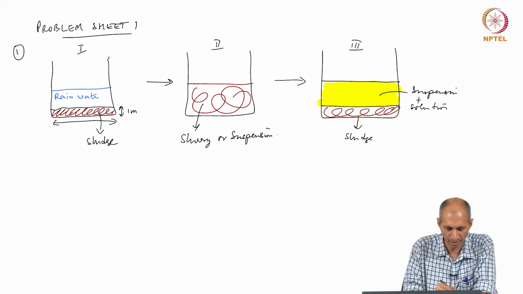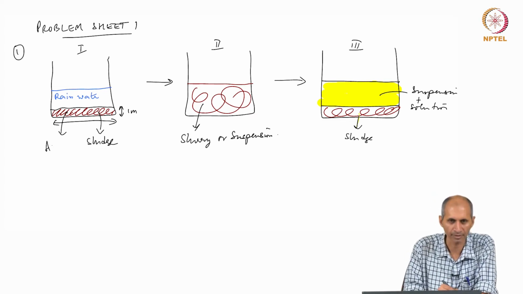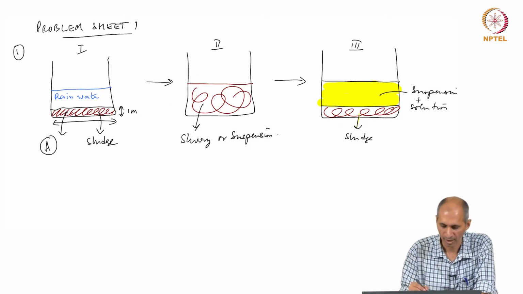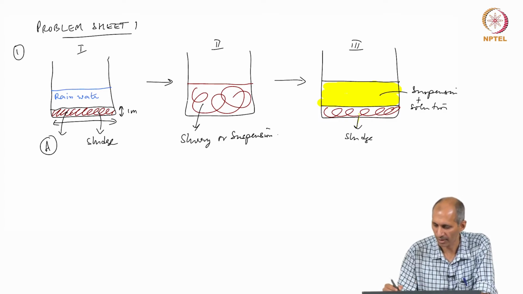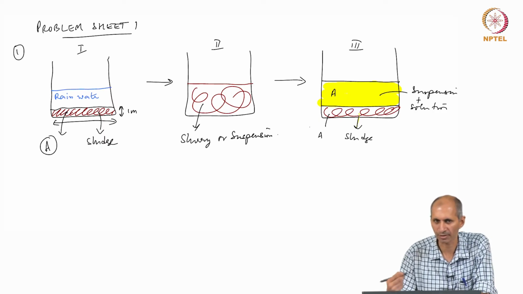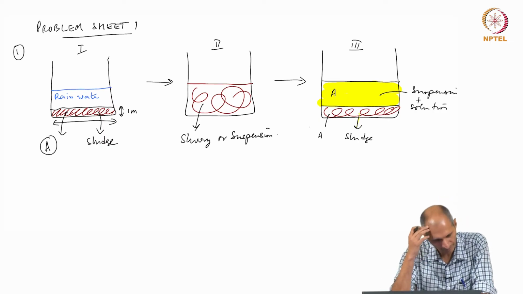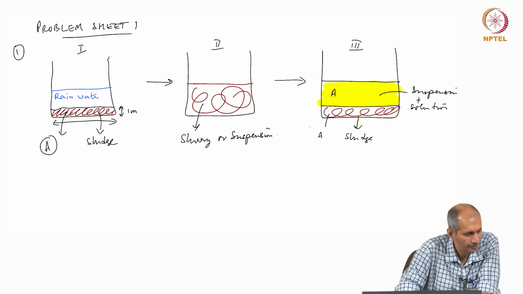First, there is a certain amount of A here, all the A is contained here. When you add rainwater and mix it, the water and the solids are mixing together, and now we have A here and here, both. A has now distributed itself into the water and the solids.